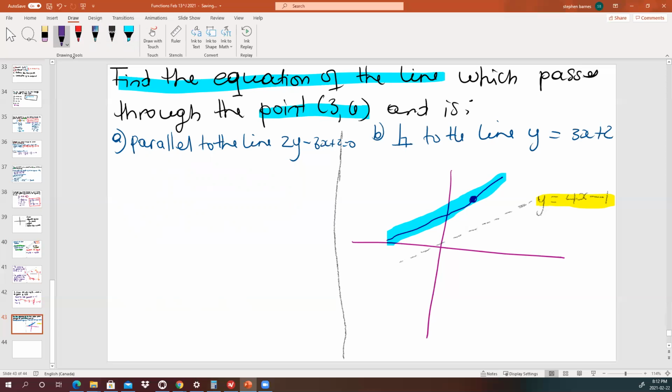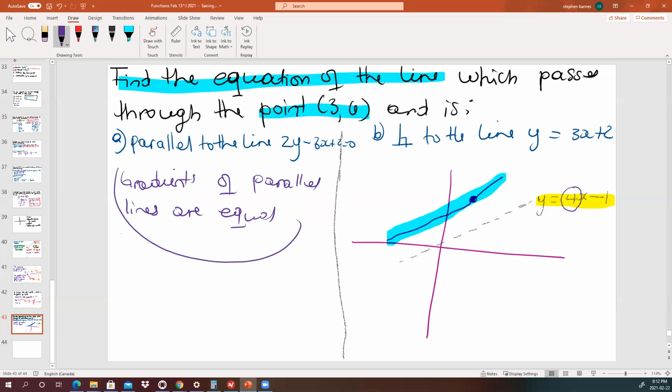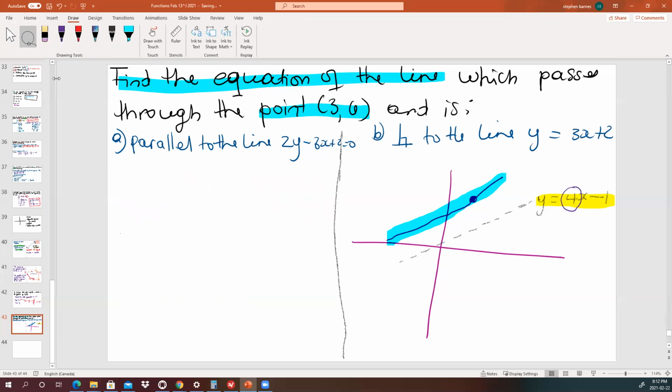How can we do that? We know that the gradients of parallel lines are the same. They're equal, yes? So if I can identify the gradient of the parallel line, I also can identify the gradient of my line of interest, right? So the gradient of my parallel line is right here, which is 4. So I know that the gradient of my line is 4. Everybody seeing how I get that? Yes, sir.